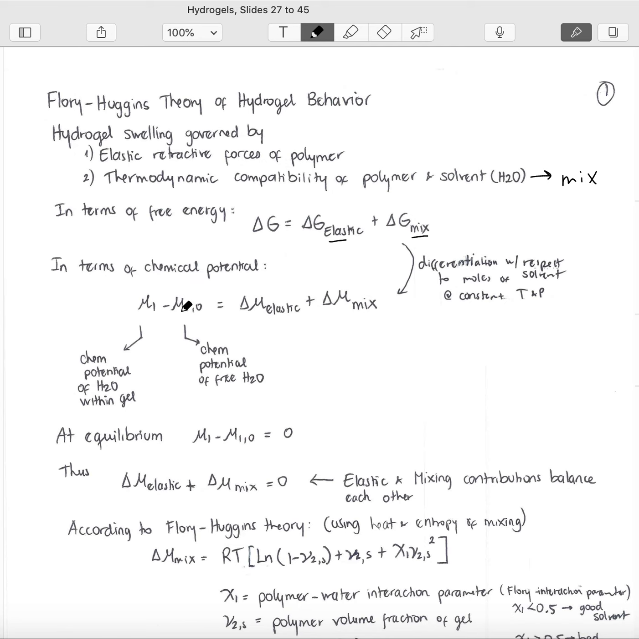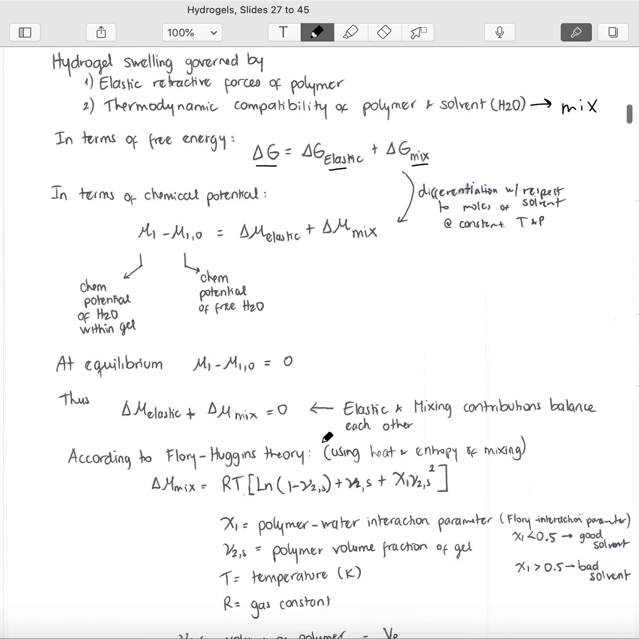So here we have the change in the chemical potential, which is the chemical potential of water within the gel minus the chemical potential of free water. And that's going to be equal to the change in the chemical potential associated with the elastic component of the hydrogel plus the chemical potential associated with the mixing of the polymer and the solvent. We know that at equilibrium, the Gibbs free energy is equal to 0. And so we can set the left-hand side of this equation also equal to 0. Because of that, the elastic and the mixing contributions are going to balance one another, or basically they're going to add up to 0.